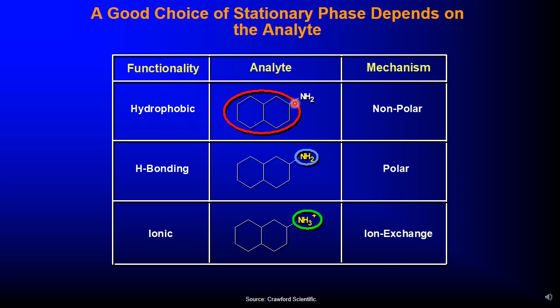So if your analyte is of this nature, this is hydrophobic, so you'll choose mechanism is non-polar. So if we have this, of course, hydrogen bonding, we'll choose mechanism is polar. If we have this, then it is ionic, mechanism is ion exchange.